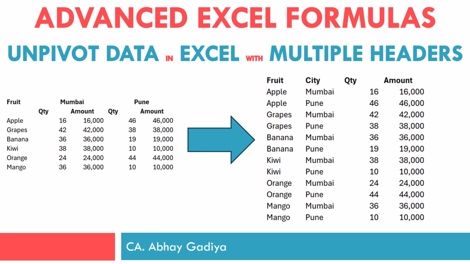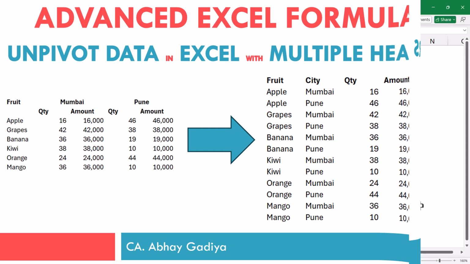I have a simple dataset here which I would like to unpivot. On the left hand side you can see we have 5 columns, starting with fruit, then quantity and amount for Mumbai and Pune respectively. I would like to convert this into 4 columns as shown on the screen, starting with fruit, city, quantity and amount columns only. So let us quickly see how we can get this using the latest Excel formulas.